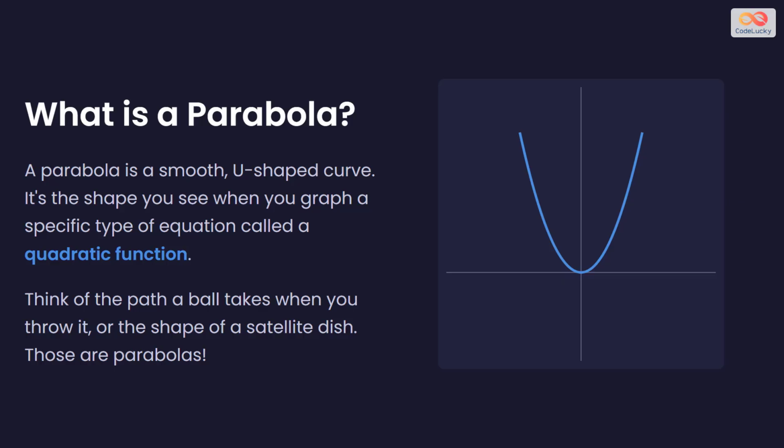First, what exactly is a parabola? A parabola is a smooth, U-shaped curve that you get when you graph a quadratic function. You can see examples of parabolas in the real world, like the path a ball takes when you throw it, or the shape of a satellite dish.